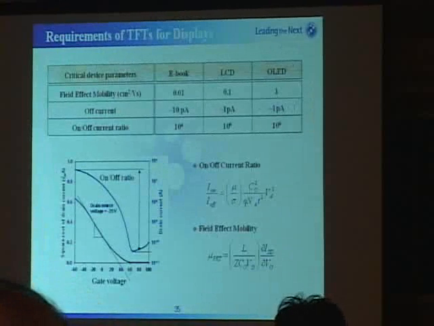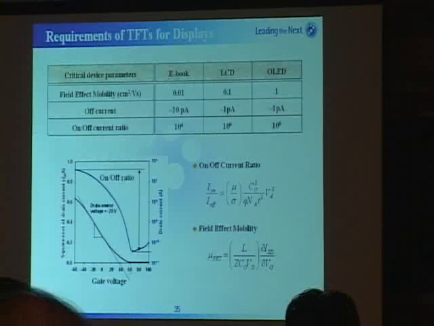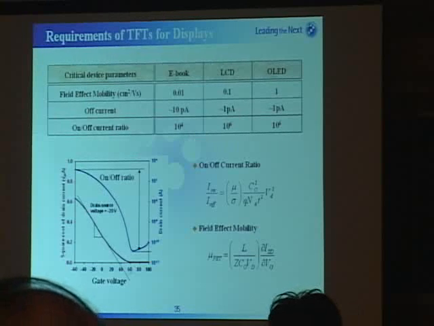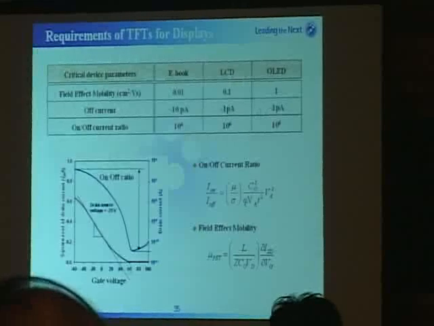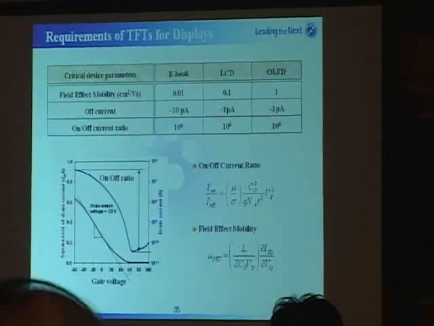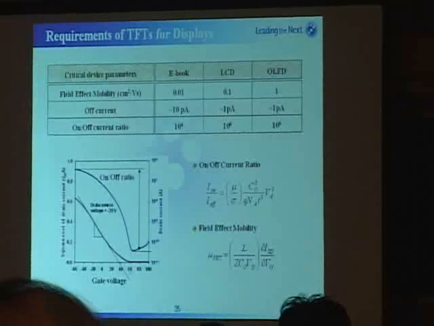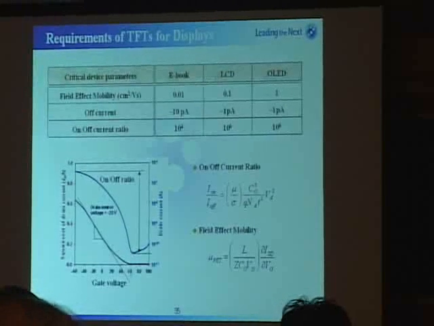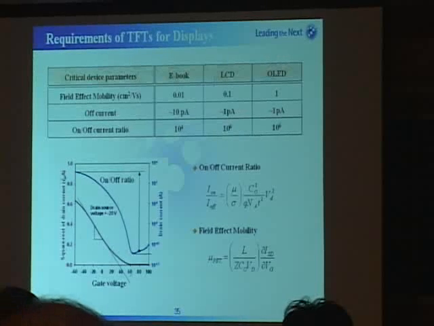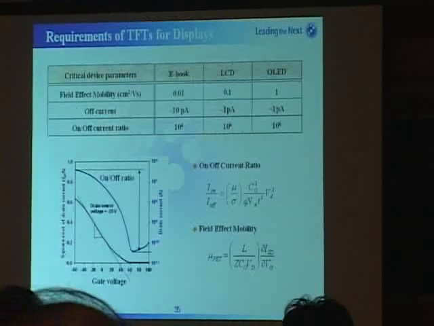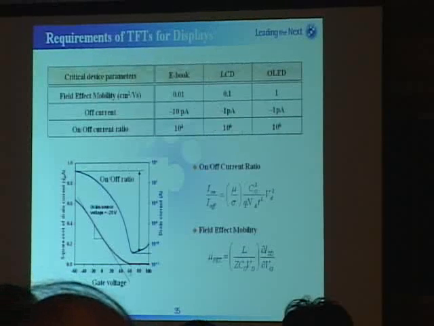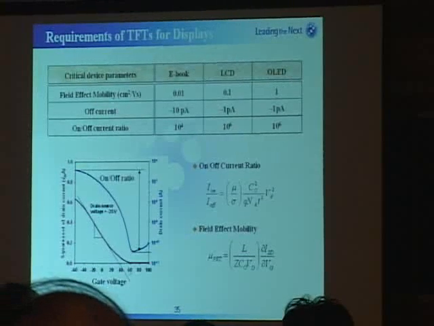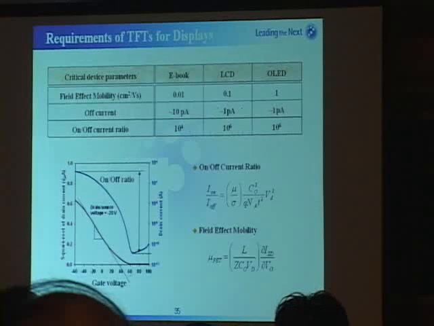This table shows the requirements of the TFTs for displays. In the case of the e-book, high performance TFT is not required compared to LCD and organic LED. For e-book, 0.01 in mobility and 10 to the 4th on-off ratio are acceptable. However, organic LED requires higher mobility and larger on-off ratios.